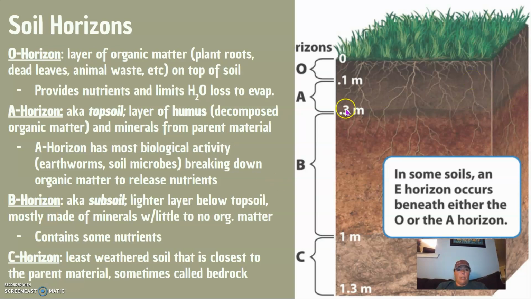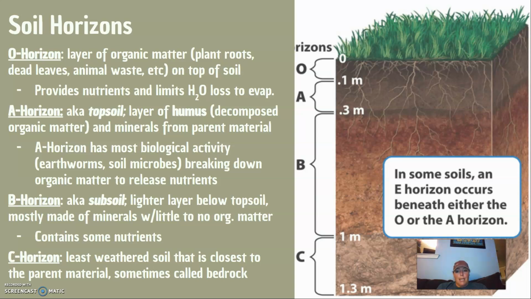The B horizon, which is down here, that's the subsoil. It's a lighter layer below the topsoil, mostly minerals, not really any organic matter. There are some nutrients here, but this is like not really broken down yet. It's not very nutrient rich.